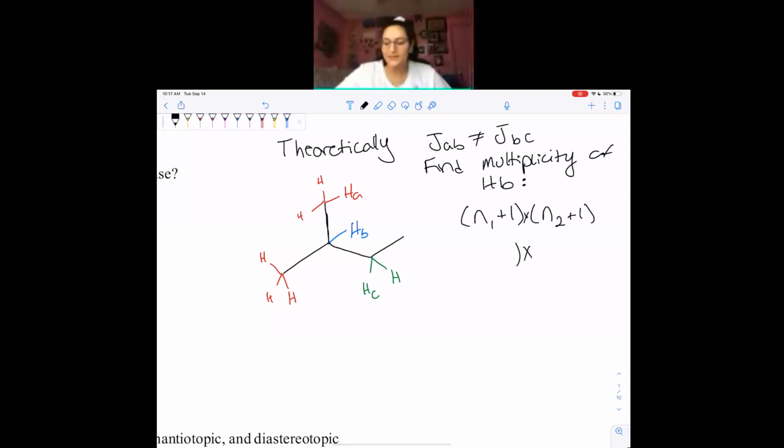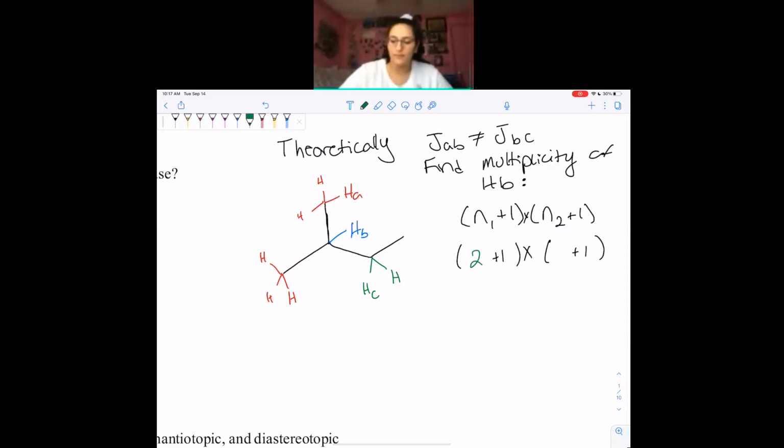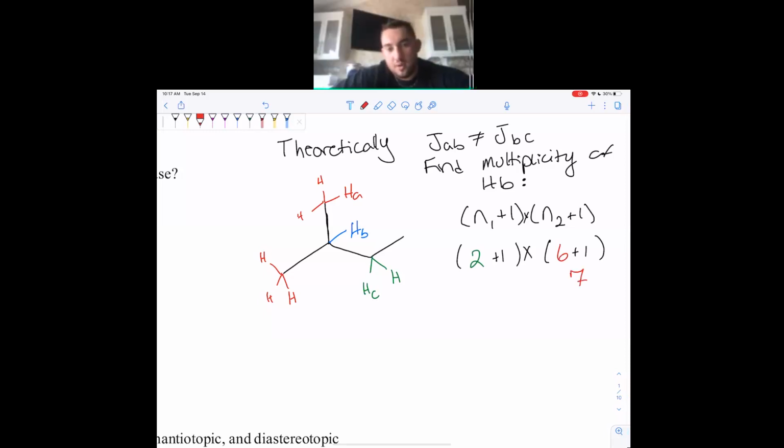So can I be the answer? Yeah, go for it. All right. So would it be 2 plus 1 on the left side, and on the right side it would be 6 plus 1. So it'll be 3 times 7. So the multiplicity is going to be 21.